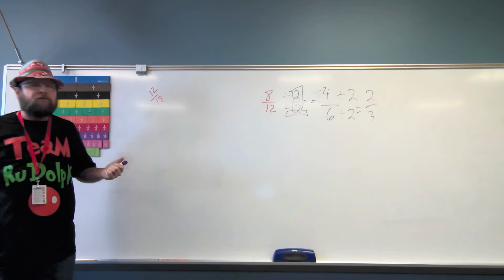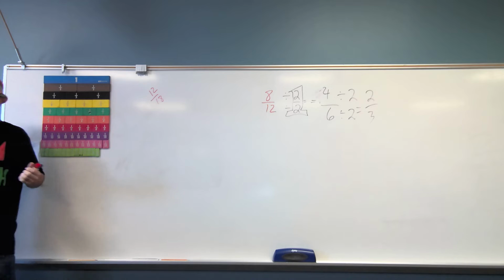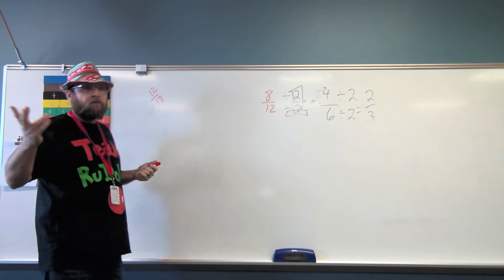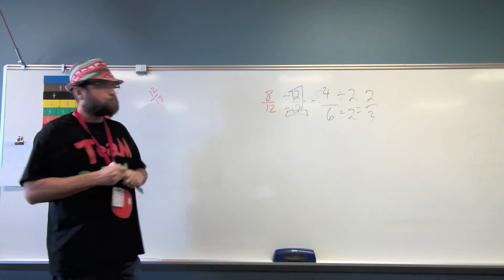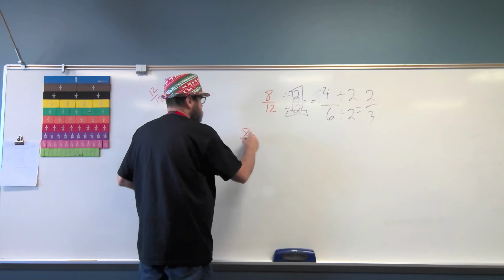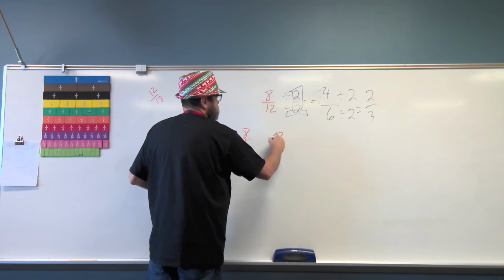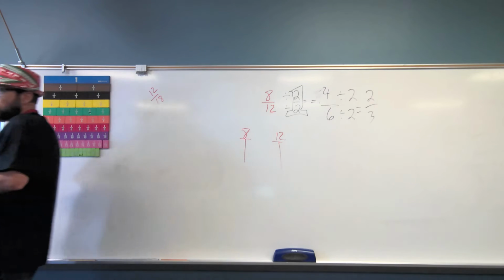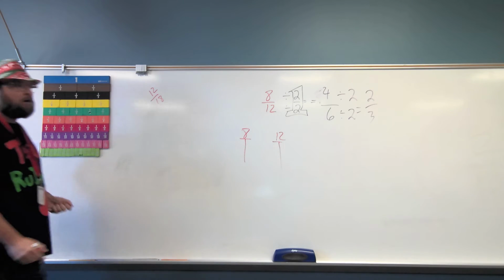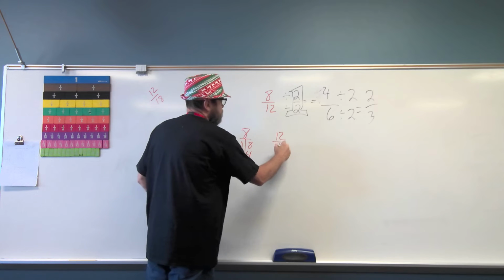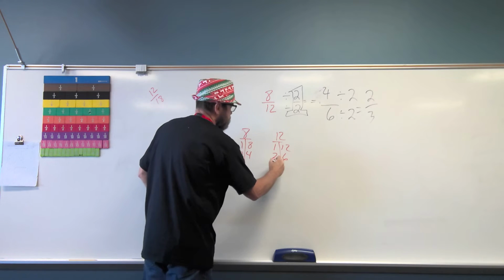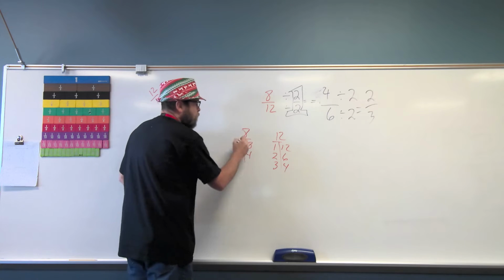What could I have divided by and only done it once, Jason? 4. I could have divided by 4. Well, how do I know that? Well, I can list my factors of 8 and my factors of 12 and find the biggest one they have in common. If I start with 1 and itself, they have a 1 in common.